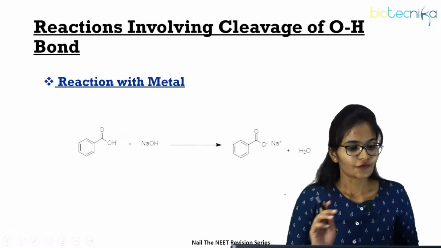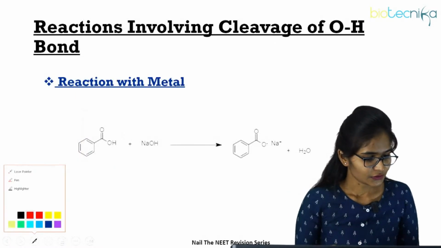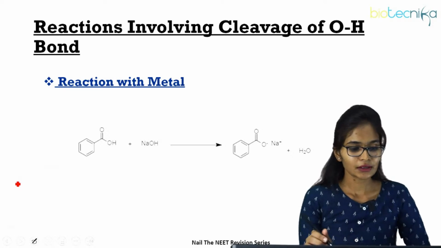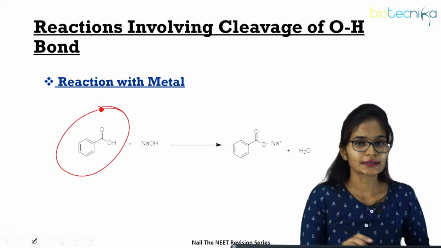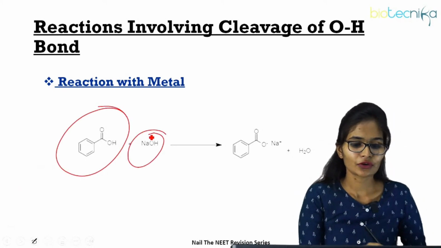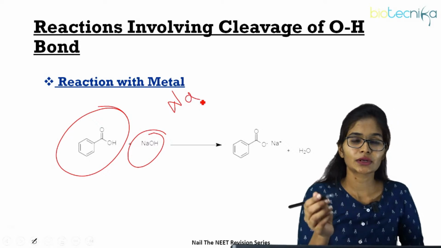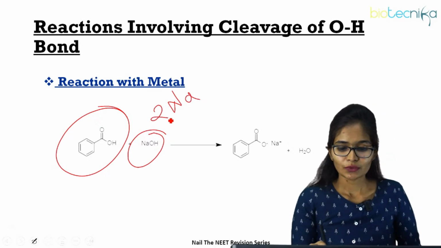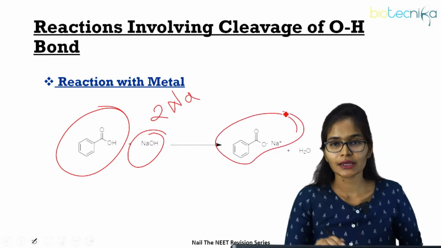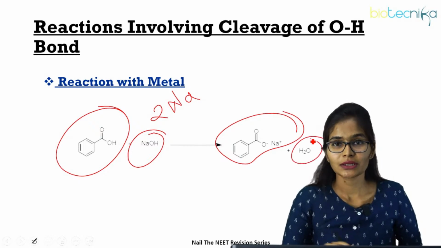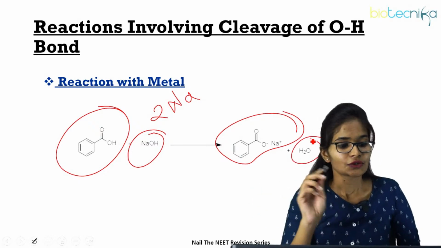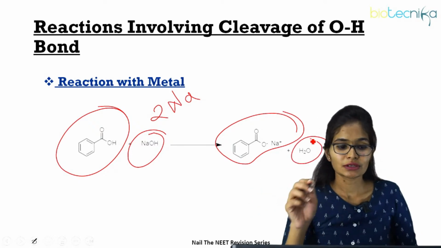Okay, and now coming to overall here. So first is reaction with metal. So what happens if you treat with metal? Suppose you have benzoic acid and just treat with sodium hydroxide, or you can simply take sodium metal in 2 moles and you will get sodium salts of benzoic acid. Along with that, the water has come out. So this is the cleavage of the oxygen-hydrogen bond.